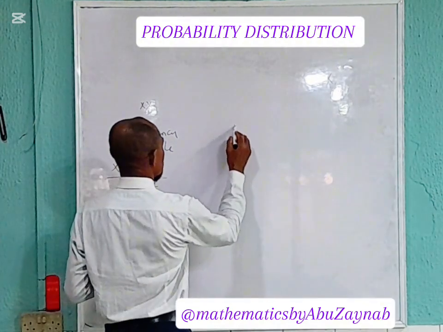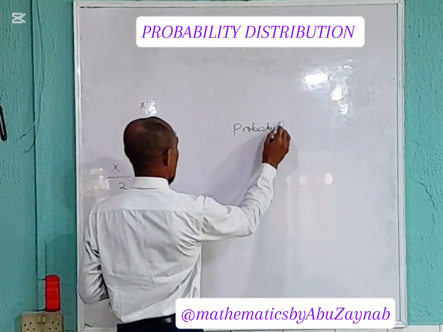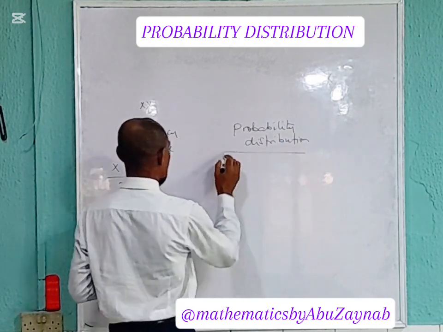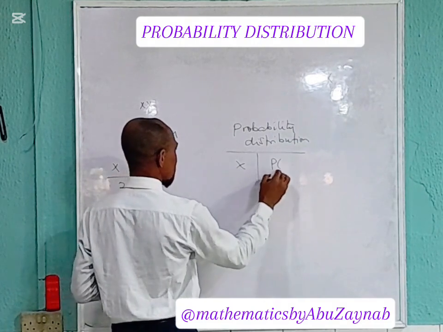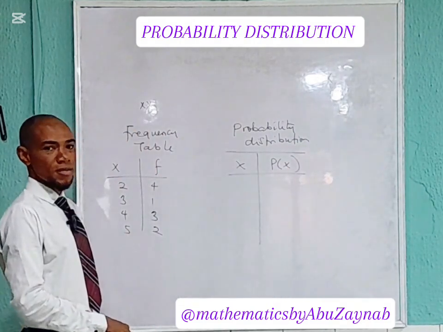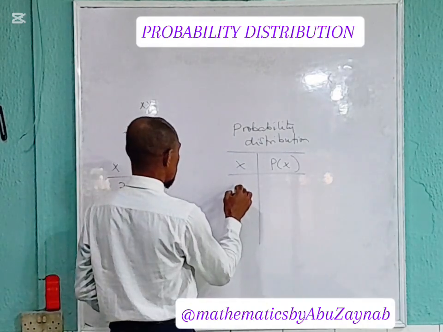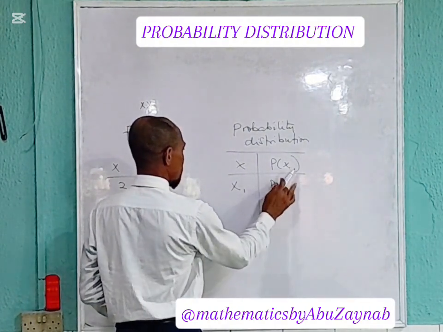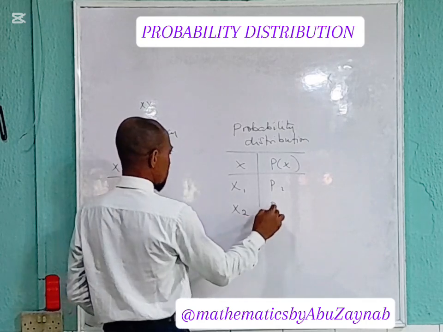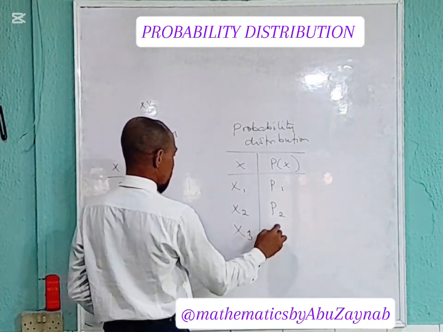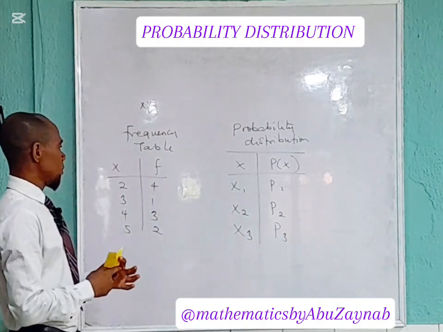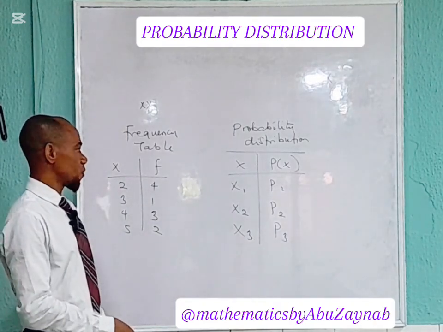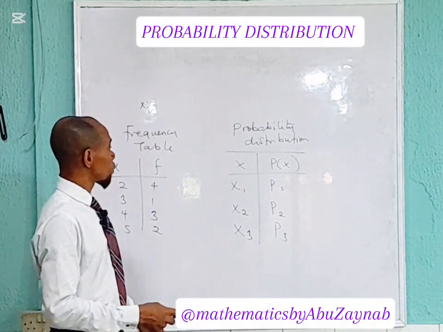However, probability distribution, on the other hand, is simply a collection of random variables and their respective probabilities of occurrence. So for example, for the random variable x1 we have probability 1, x2 probability 2, and x3 probability 3. So in lieu of frequency for the respective data, we have probability for the respective random variables. That is exactly what probability distribution is.